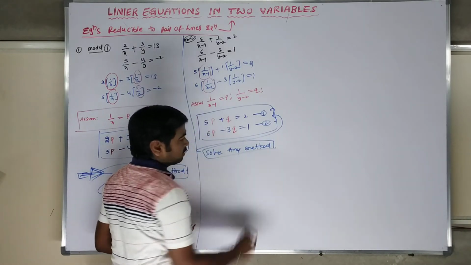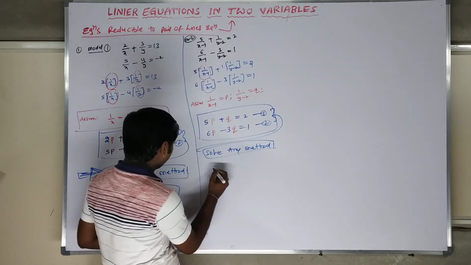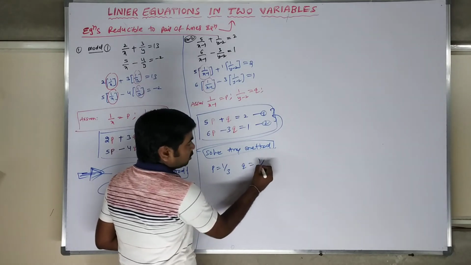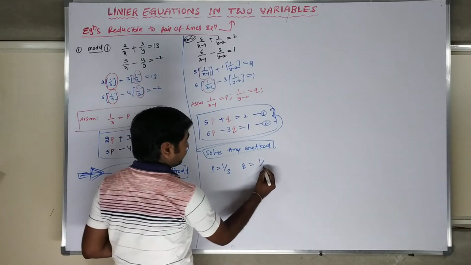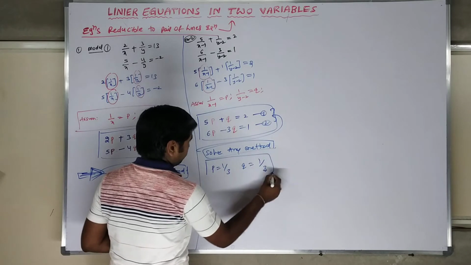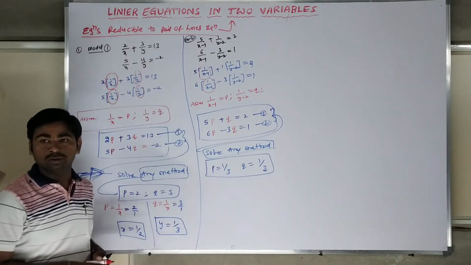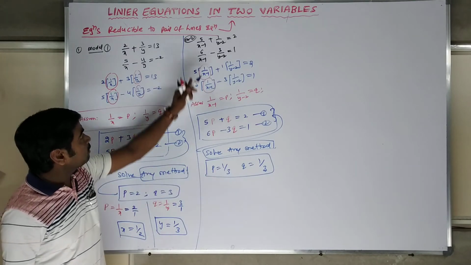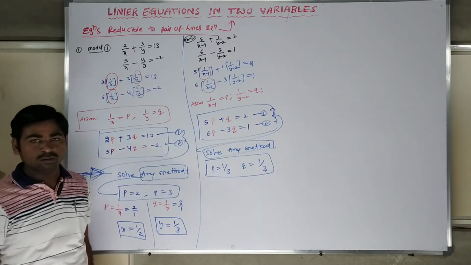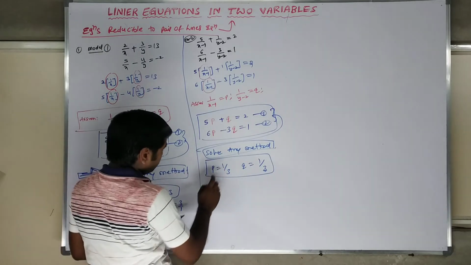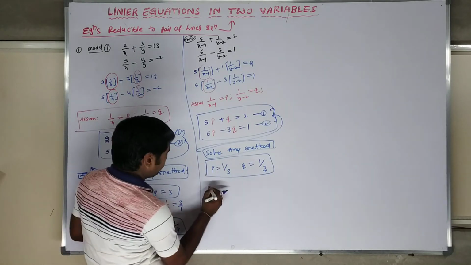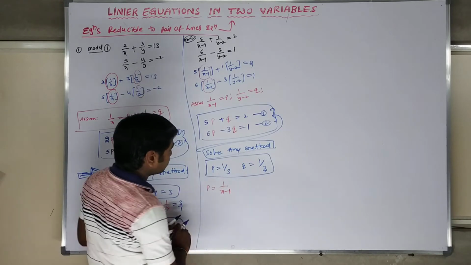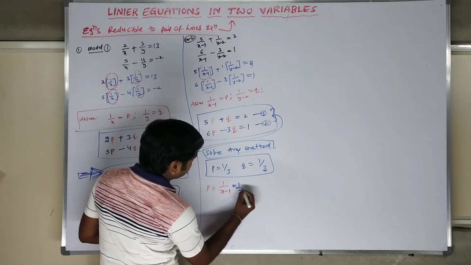After solving with one method, I got the answer directly. I got p is equal to 1 by 3, q is equal to 1 by 3. Both are the same answers I got. But I don't want p and q, I want answers x and y. Please replace it. What is p equal to? As we know, p is equal to 1 by x minus 1. But this answer is equal to how much? 1 by 3, I got.